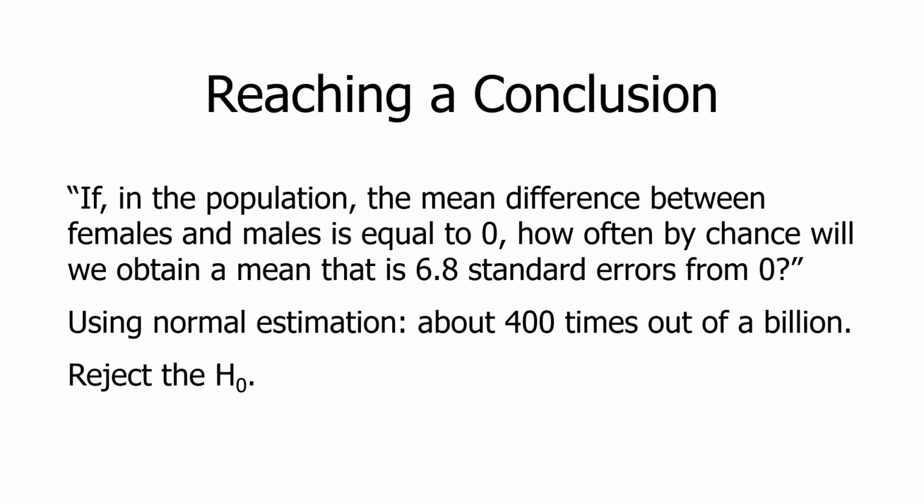If in the population the mean difference between females and males is equal to 0, as asserted by the null hypothesis, how often by chance will we obtain a difference that's 6.8 standard errors from 0? I had to ask Stata, a data analysis software, to return a probability. It's always a non-zero probability, but in this case the answer is about 400 times out of a billion. So if the null hypothesis is correct, and chance processes produced this difference of 5 that we saw between the female and the male mean, that process would produce what we saw, an extremely fluky outcome, 400 times out of a billion. Reject the null hypothesis.